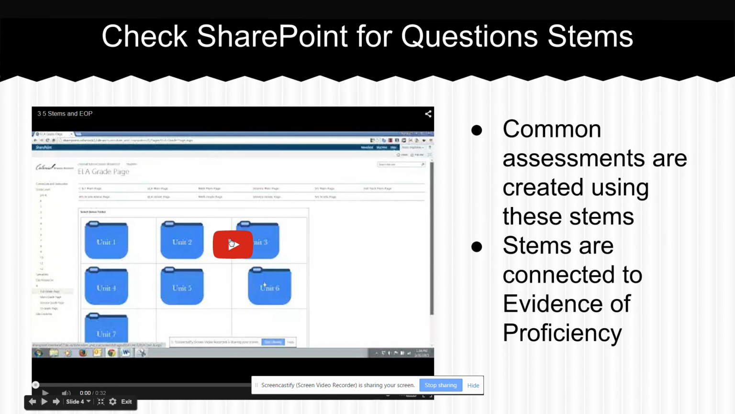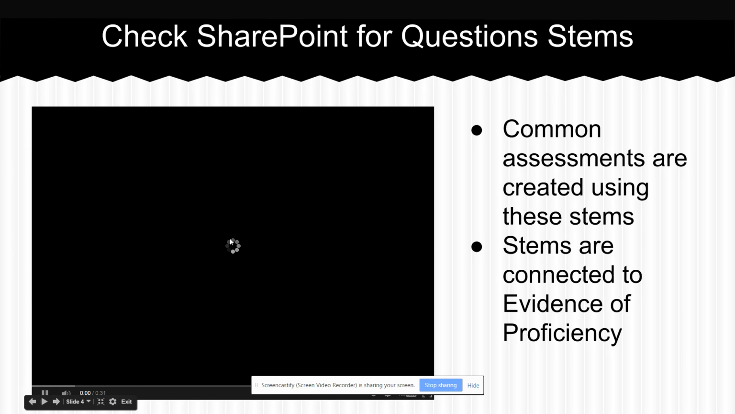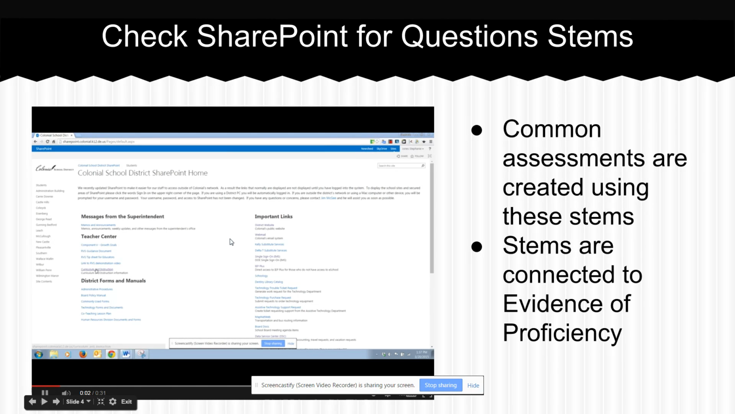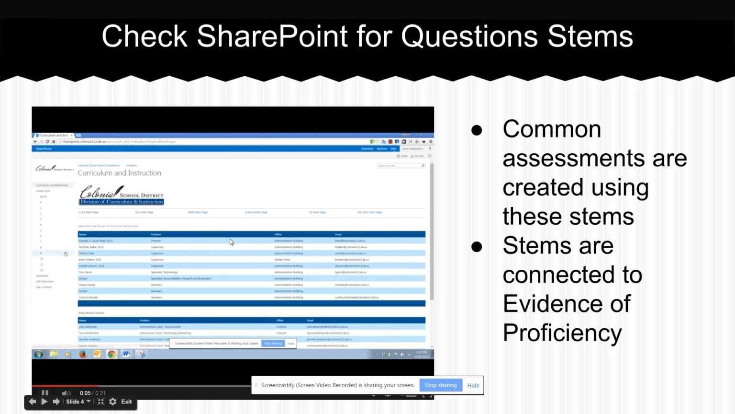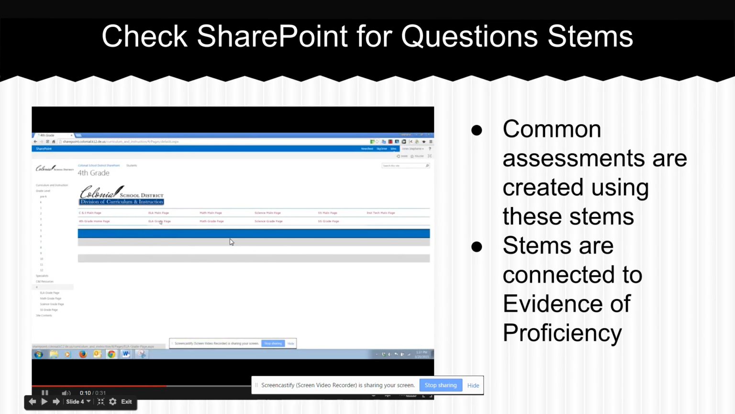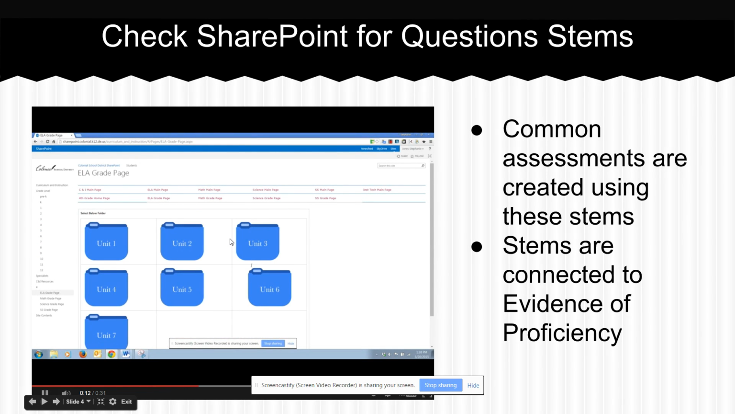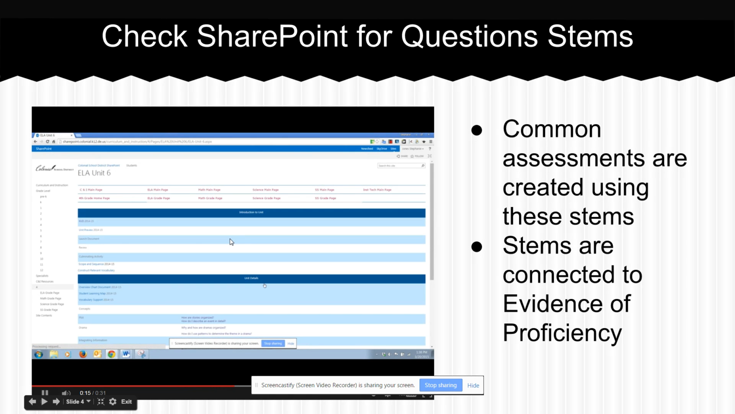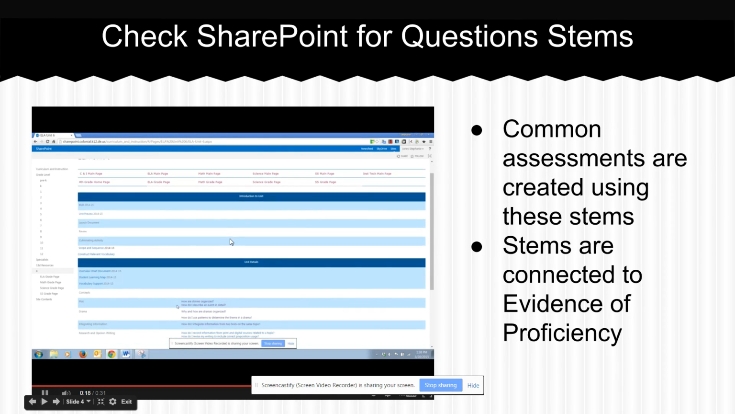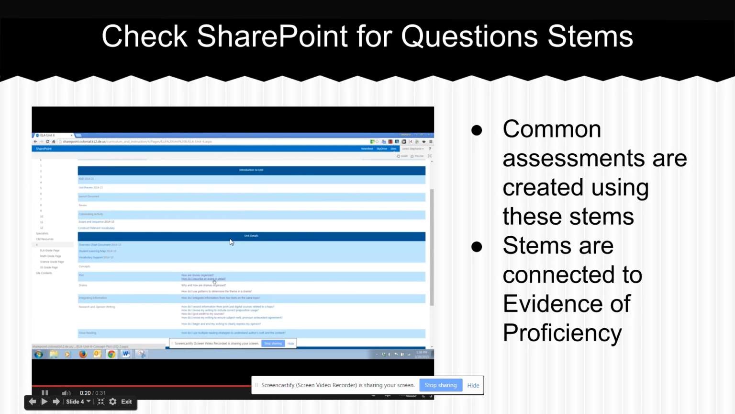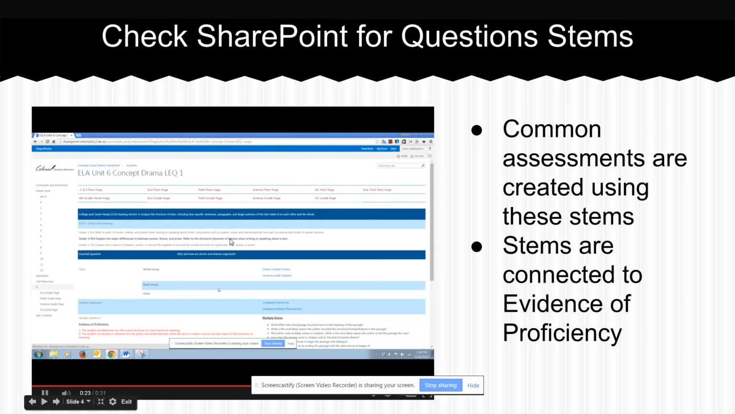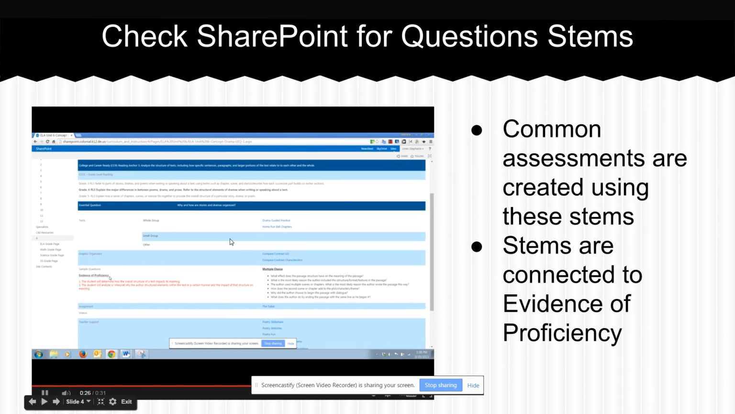proficiency. As always, when you're going to SharePoint, the first thing you're going to do is click on curriculum and instruction and pick your grade level. After I've chosen the grade level I'll be working with, I'm going to pick my grade page and then the unit I'll be using. Then when you scroll down, if you click on any of the questions, you will find the evidence of proficiency on the left and the type of question on the right. So that's where you're going to find those evidence of proficiency questions and stems.